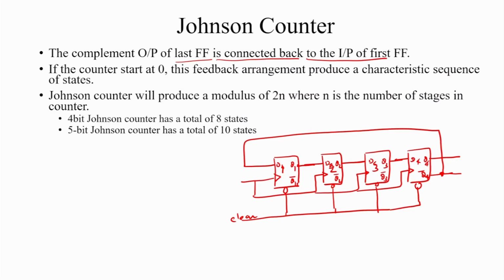Suppose initially all are 0 0 0 0, and this is a 4-bit Johnson register. What are the counting states? When the first clock pulse arrives, initially all are clear, 0 0 0. Then the complemented form of Q4 is given back to the first input, so this becomes 1, and the already stored values are 0 0 0. This means in clock 1 the state is 1 0 0 0.